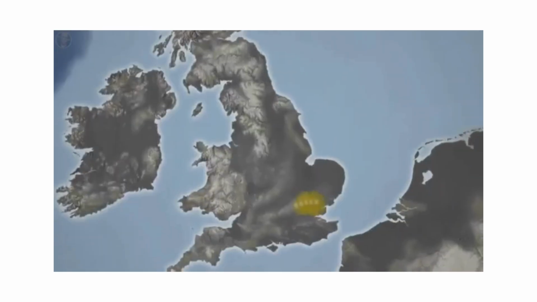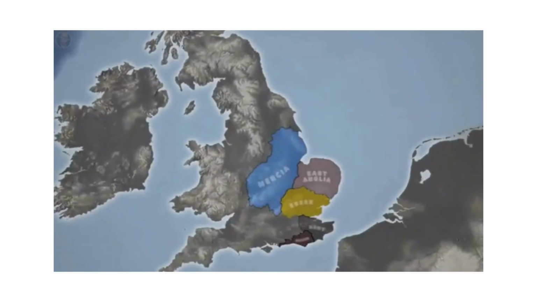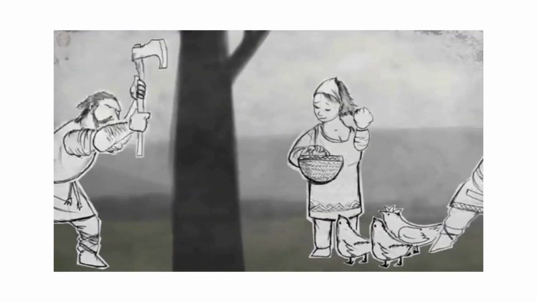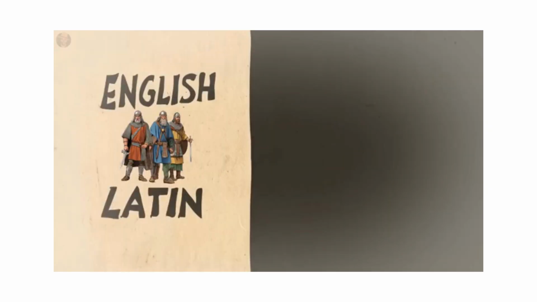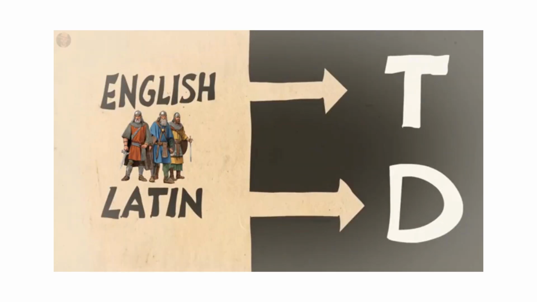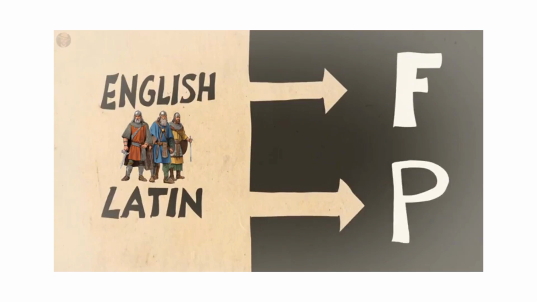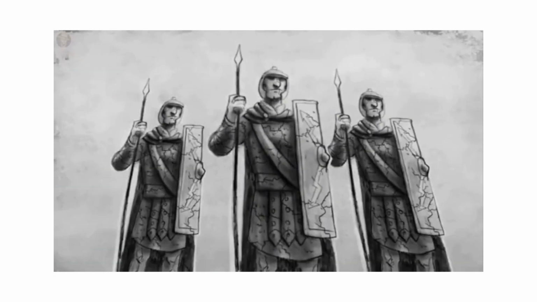During this period, Christianity spread across England, bringing many Latin religious terms into the language. Later, Viking invasions introduced many Old Norse words, including common words such as sky, egg, take, and they. These contacts greatly expanded English vocabulary.